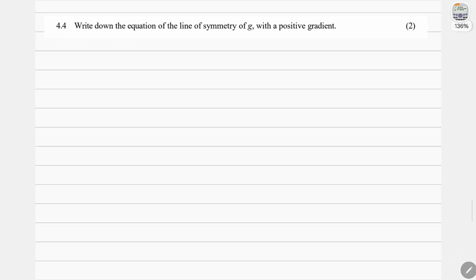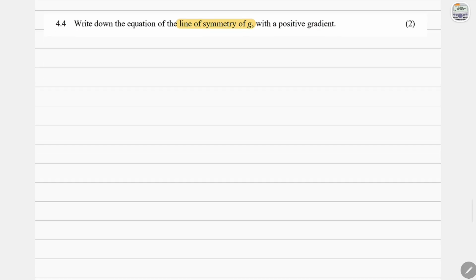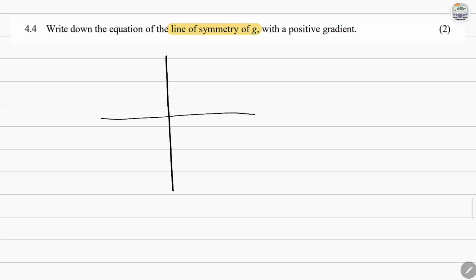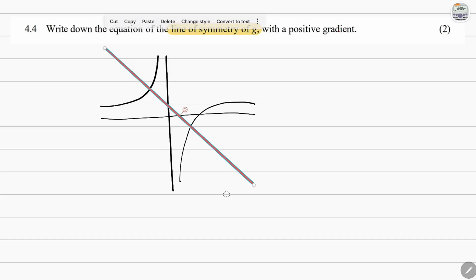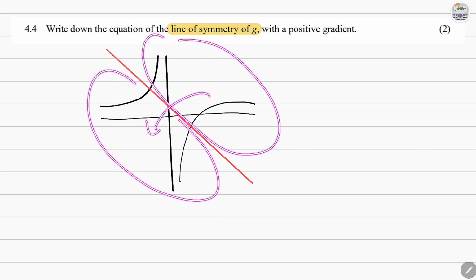Question 4.4 says, write down the equation of the line of symmetry of g with a positive gradient. Okay, so the line of symmetry of g, which is a hyperbola. Let's speak about a hyperbola's line of symmetry. A hyperbola has two lines of symmetry. So our graph currently looks like this and like that. Of course it crosses over like that. With this graph, we have two lines that cut the graph symmetrically, so it makes this part look exactly the same as that part. It's like a mirror image, like this has been flipped over to look like that.